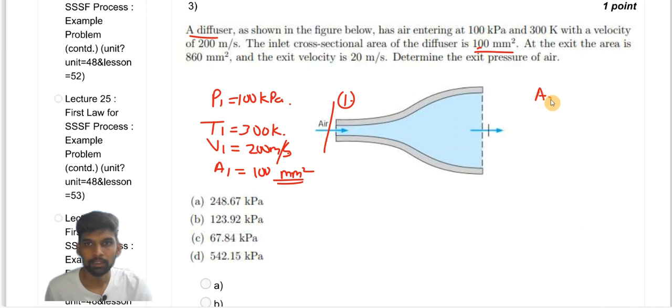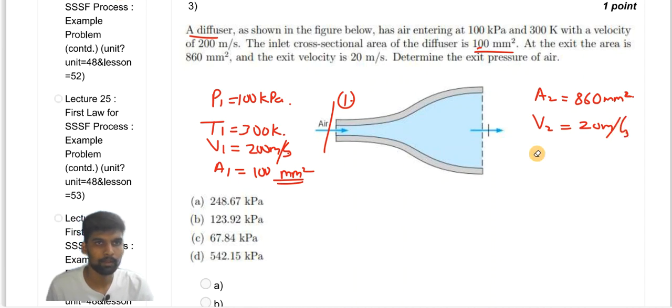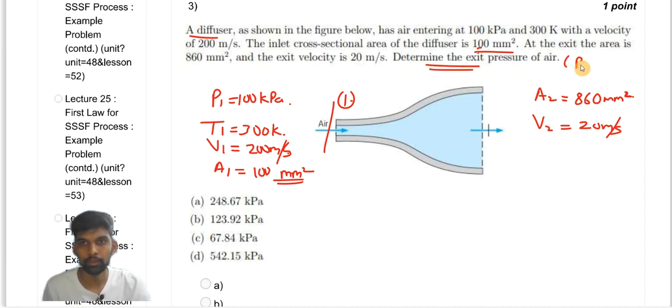And exit area is 860 mm square. So 1 mm is 10 to the power minus 3 meter, so you will get 860 into 10 to the power minus 6 meter square after conversion. And exit velocity is 20 meter per second. Okay, then what they have asked is to determine the exit pressure of air, that is P2.